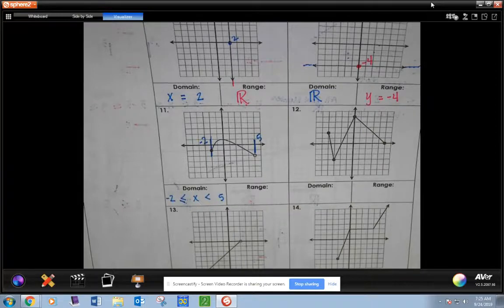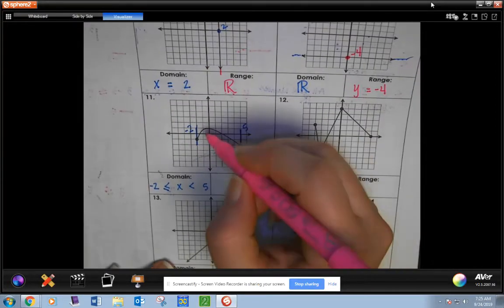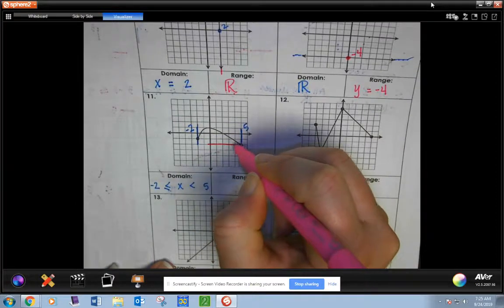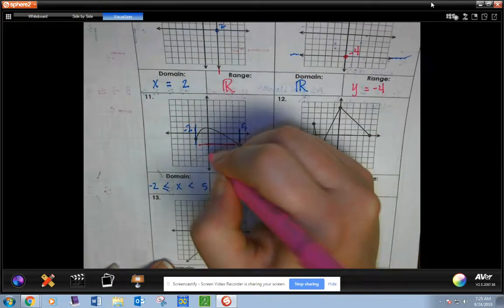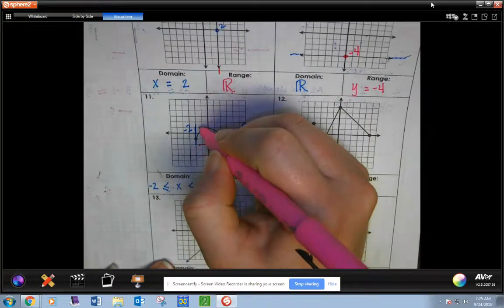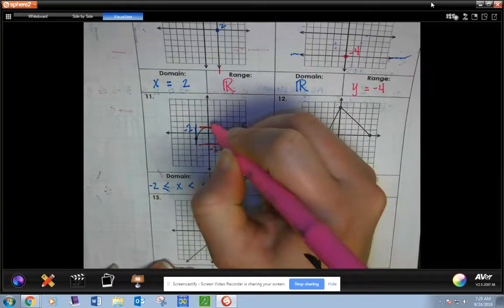Okay, now for range, I'm going to scan to the lowest spot of this graph, and the lowest spot of this graph hits right here, and that's at -2. The highest spot of this graph hits right here, which is at +1.